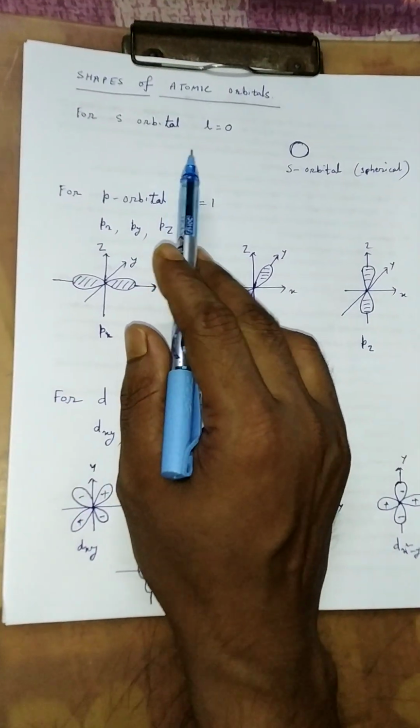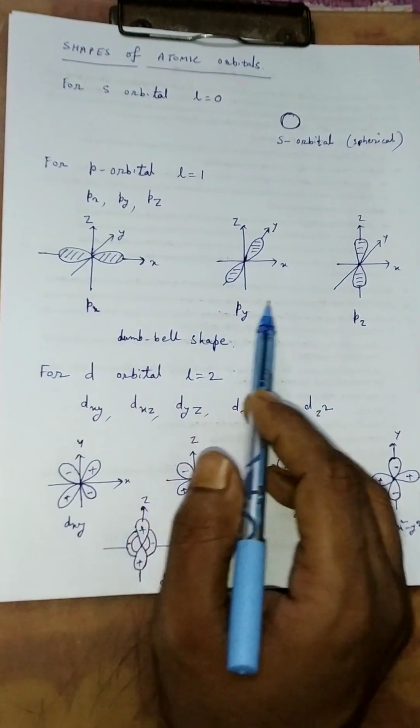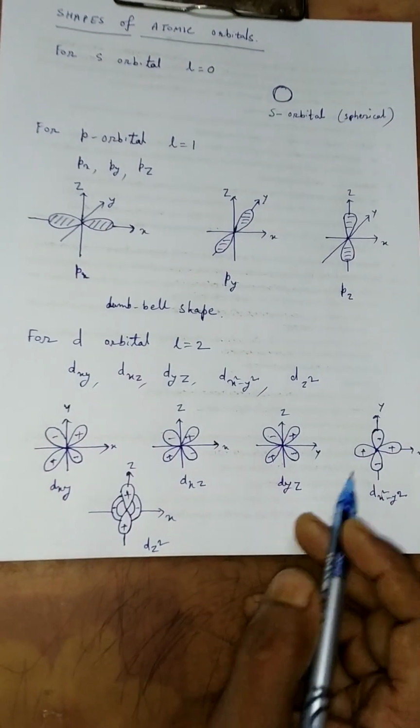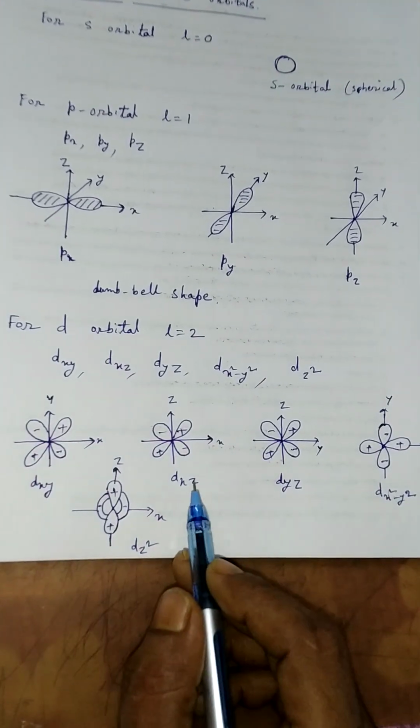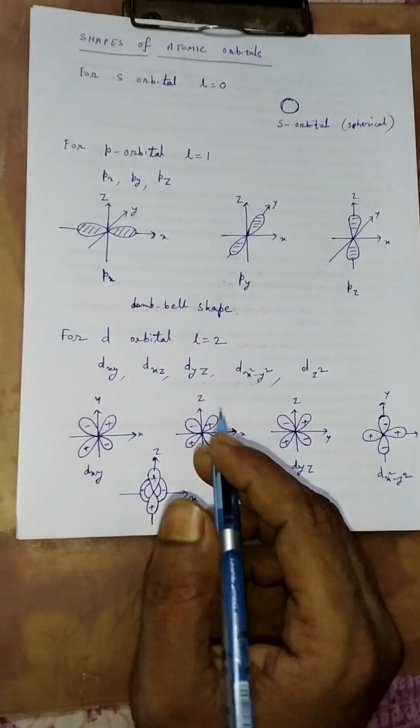So S orbital is spherical shape, P orbital is dumbbell shape: px, py, pz, and D orbital is five-fold degenerate: dxy, dxz, dyz, dx square minus y square and dz square.